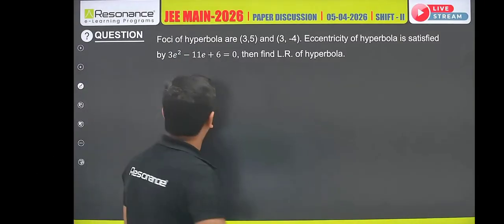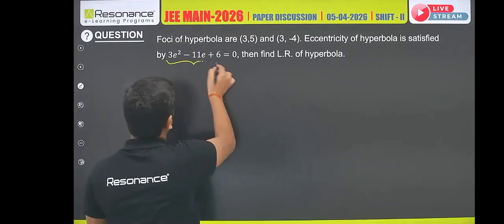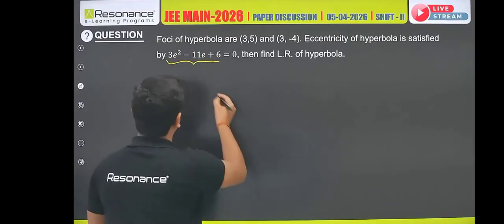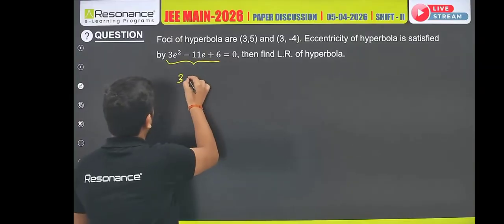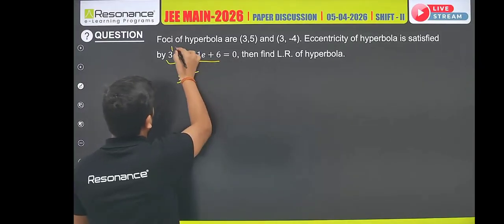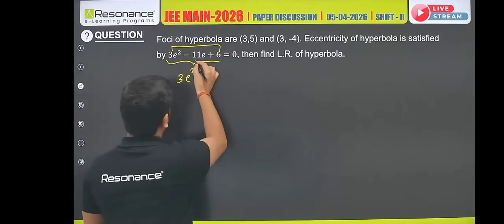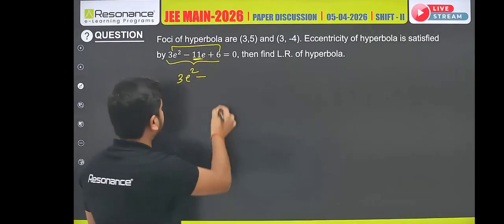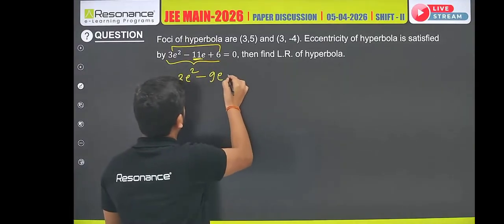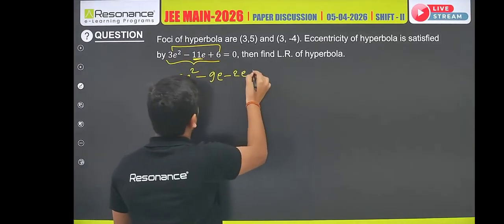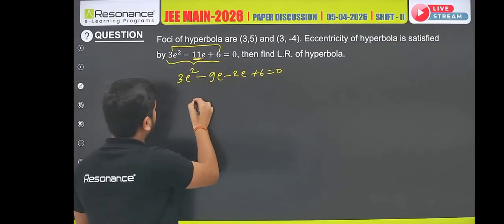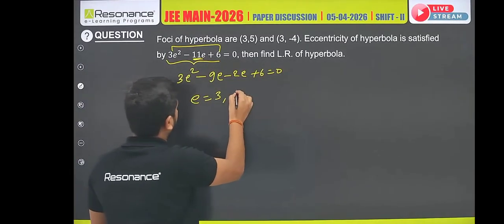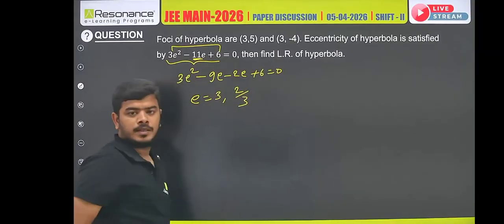So first of all, find the eccentricity by solving this equation. How to solve this equation? This is a quadratic in E. So if you solve this equation, you will get E square and 3 into 6, 18. So you can split this middle term as 9E minus 2E plus 6 equal to 0. And now simplify, you will get E equal to 3 and E equal to 2 by 3.